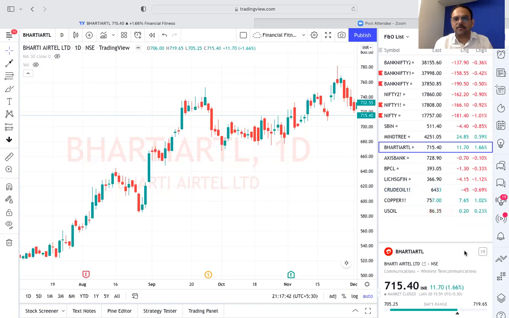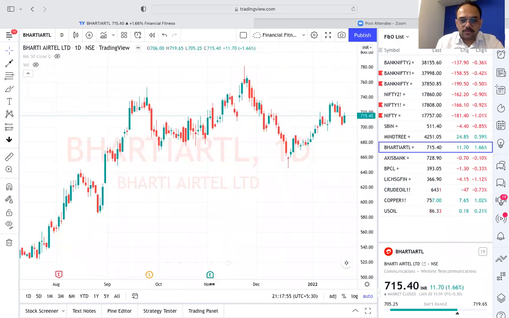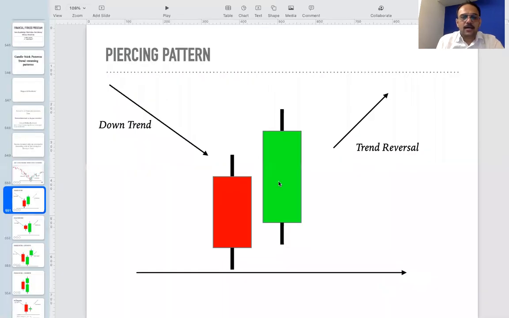Vijay Lakshmi, are you clear about this? Why did this pattern not work? Because we are studying reversal patterns, U-turn patterns, right? Great. So this is one pattern. Just take a snapshot if you want, or you can watch the video on YouTube and see.